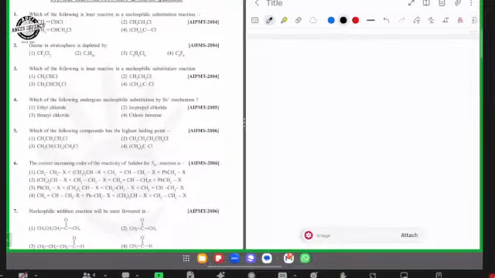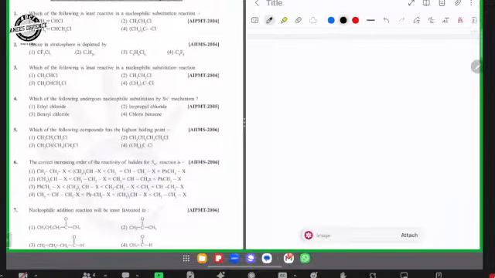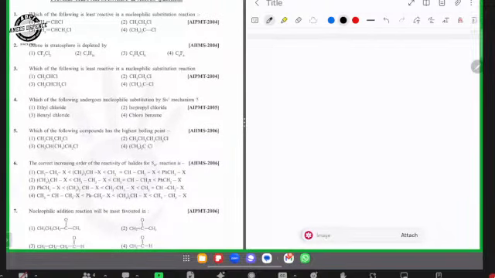Okay. But in this question, the important thing is that they are talking about least reactive. The more reactive one will be what? More reactive means my system is more electrophilic. So can you guess any answer within this part? Okay, so let us draw.